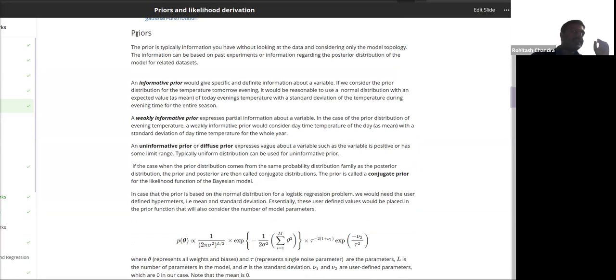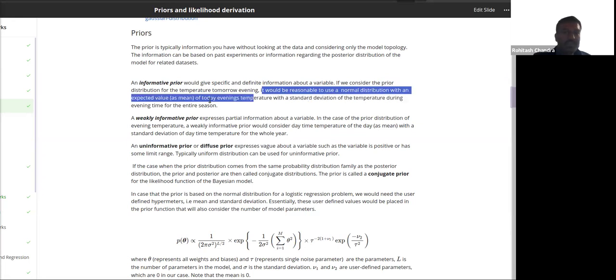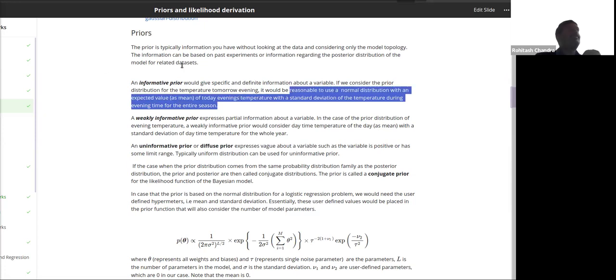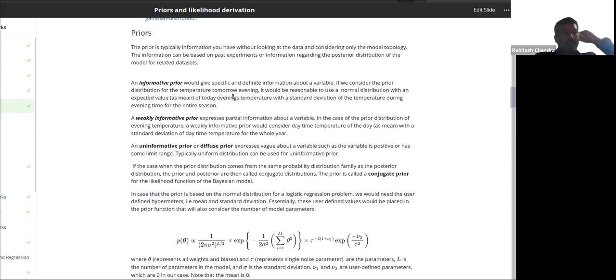So what are priors? As I said, priors refer to information that is known about a model or an event before looking at data. There are different types of priors. An informative prior is one that gives some definite information about a variable. If you consider a prior distribution for temperature for tomorrow evening, it would be reasonable to use a normal distribution with the mean as today's temperature and the standard deviation of the evening temperature for the entire season. That's a more informative prior. So we have a normal prior distribution, and we can model tomorrow's temperature using that.